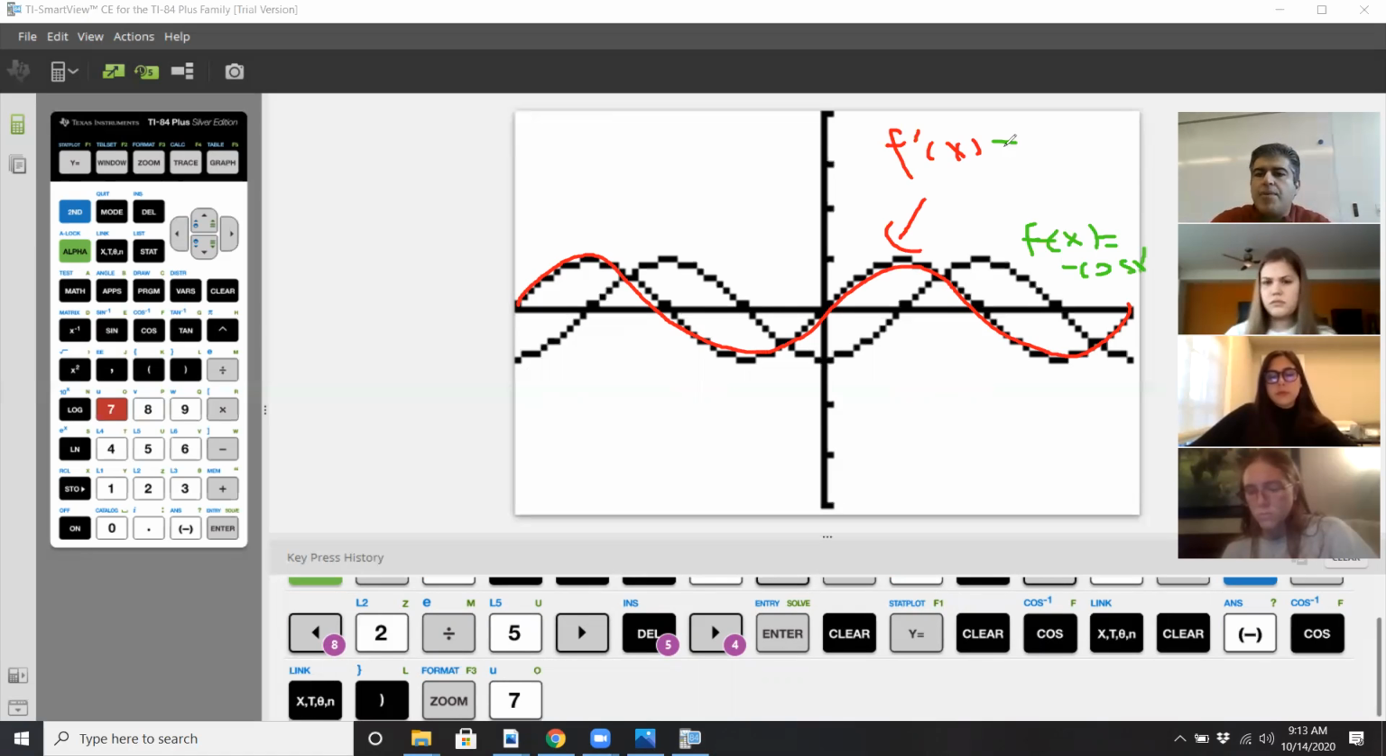Anyone want to take a stab at the derivative, what the equation would be for the derivative? Is it just sine x? It's sine x, exactly. So what this means is that the derivative of negative cosine x is sine x. We're going to talk about trig derivatives probably in our third unit, sometime in November. We'll definitely have that discussion. But yeah, that's what it is.